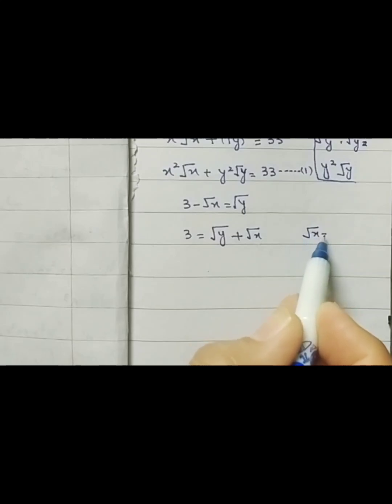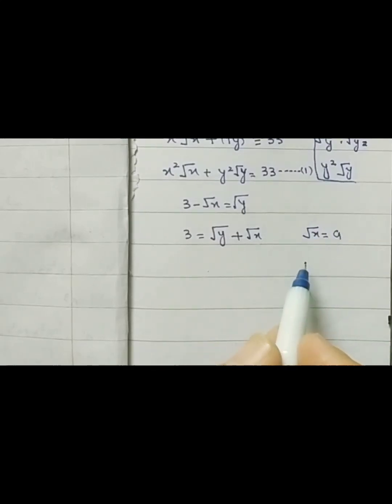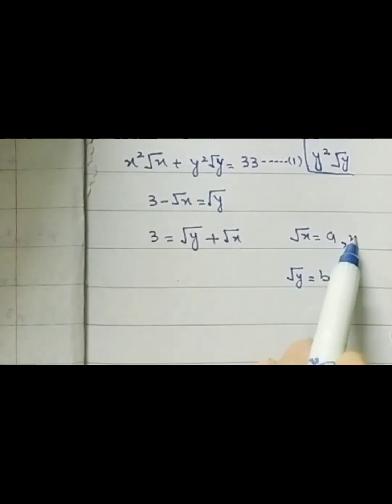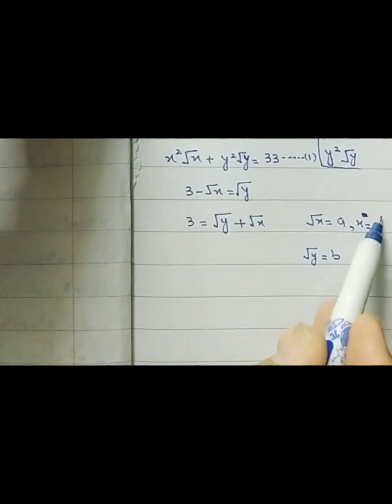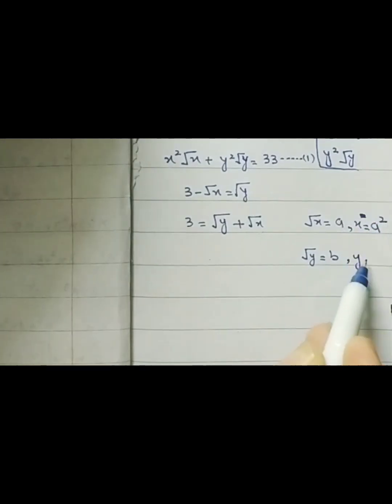Now suppose square root x is equal to a and square root y is equal to b. So x will be equal to a square and y will be equal to b square.